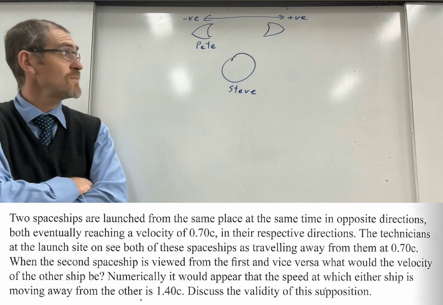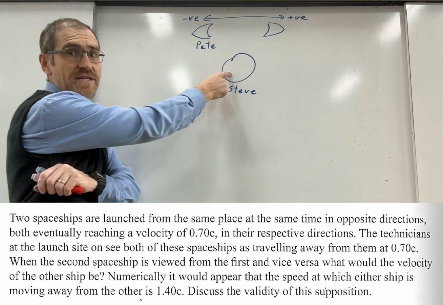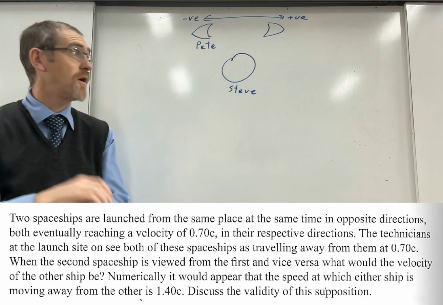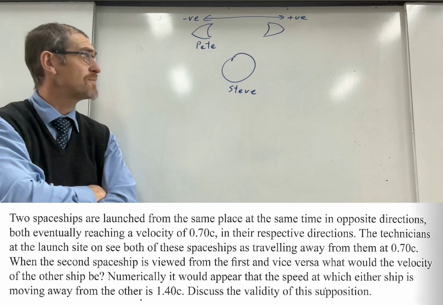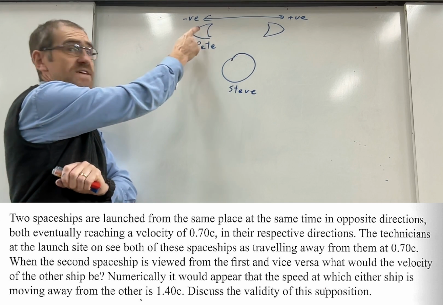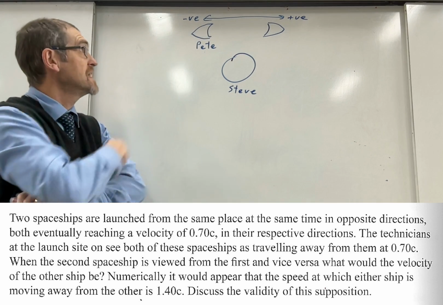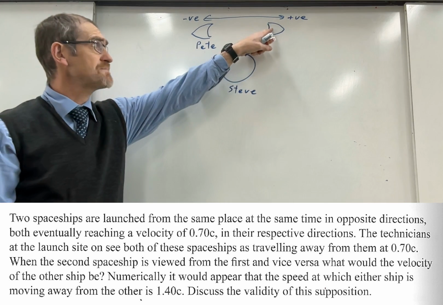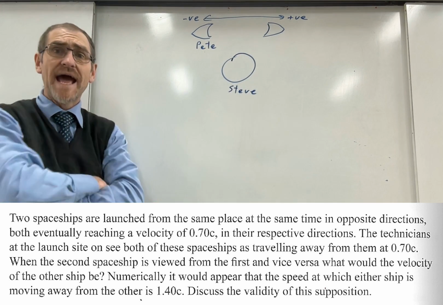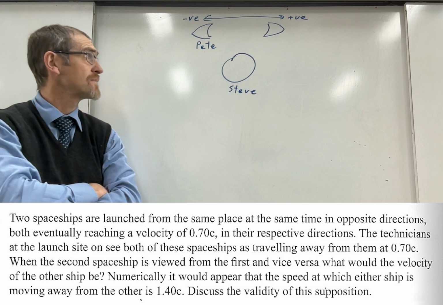Now, in this diagram, we're going to say that we have the Earth here. The Earth is where both spaceships have launched from. Steve is a technician on the Earth. He's watching all this going on. We've got Pete as a pilot on this spaceship here, moving to the left, the negative direction at 0.7 c. We've got this other spaceship here, moving to the right at 0.7 c.